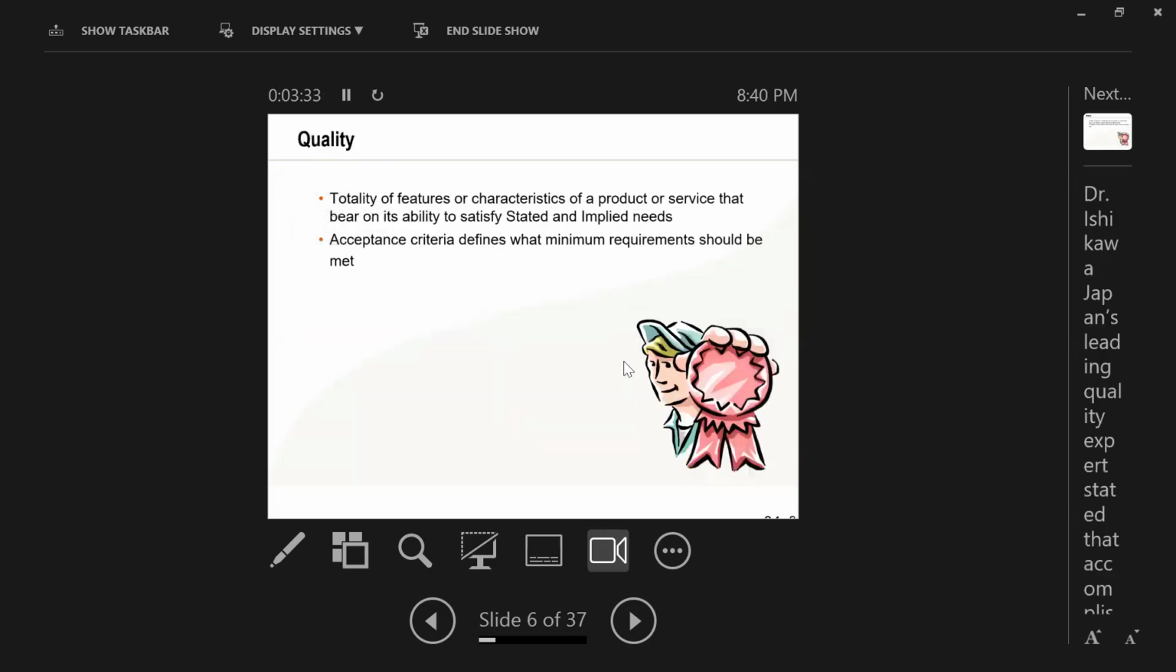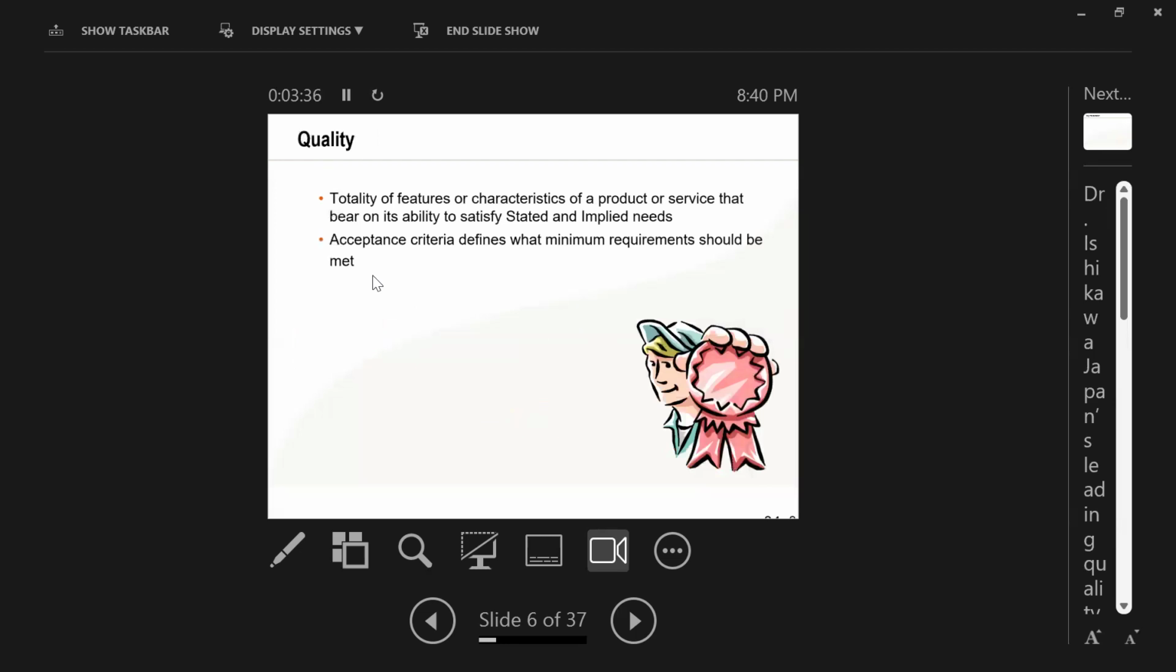What is quality? Totality of features or characteristics of a product or service that bear on its ability to satisfy stated and implied needs. User requirements should be satisfied. Whatever software we develop, we need to ensure it works as expected: functionally, the user interface, the performance, everything. That is quality.